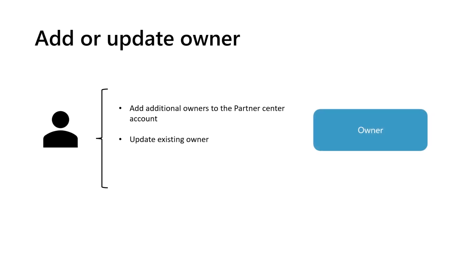Our first scenario is how you can add a new owner or update an existing owner within Partner Center. Now, when managing a Partner Center account, it's always good practice to have more than one owner to the account, and this can be done by simply adding additional owners. This action can only be performed by the existing owner of the account. In those cases where the existing owner is no longer in the organization, you can request an update to the account owner by opening a support request.